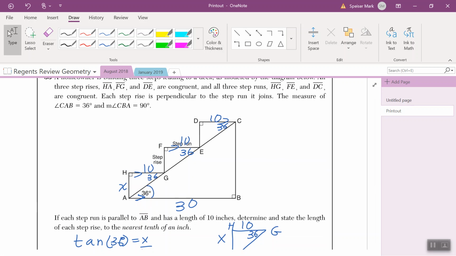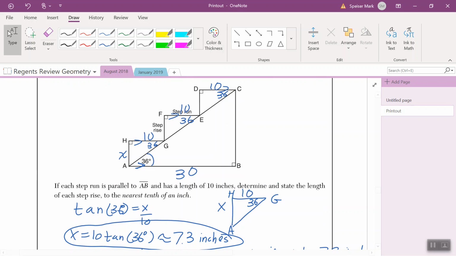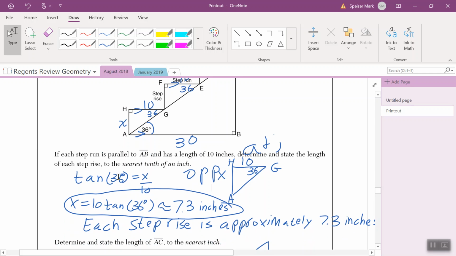Each step run is parallel to segment AB and has a length of 10 inches, making a total of 30, since 10 times 3 is 30. Determine the length of each step rise to the nearest tenth of an inch. So let's draw one triangle separately, triangle AHG. We have HG as our adjacent side, which is 10 inches. We have x, the value we want to find, as our opposite, so that's tangent. Tangent of 36 equals x over 10. Cross multiply, x equals 10 tangent 36, which is 7.3 inches. So each step rise is 7.3 inches.